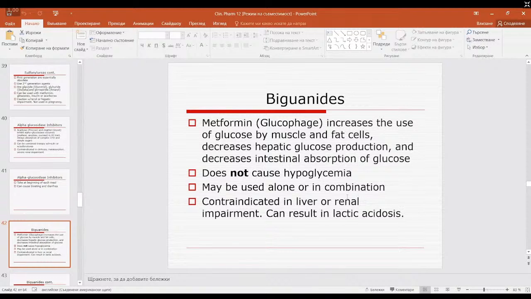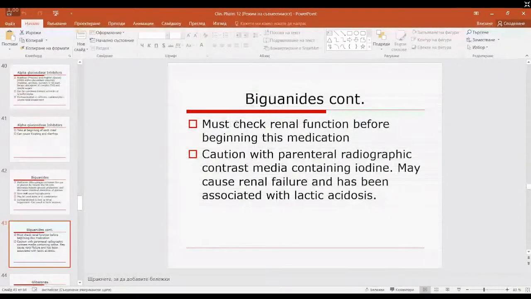So if the creatinine clearance is below 45, but especially if it is below 30 milliliters per minute, then metformin is contraindicated. So don't use metformin in patients with end-stage renal disease or in patients with a very low creatinine clearance. And you must always check renal function before beginning therapy with metformin.